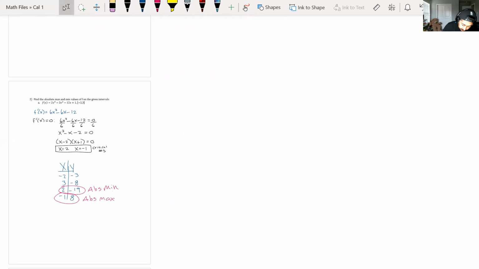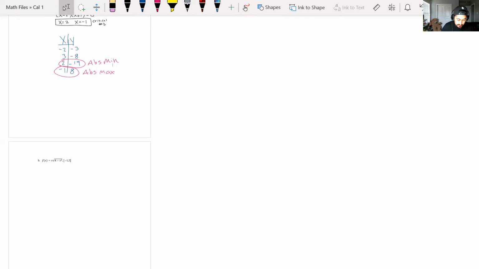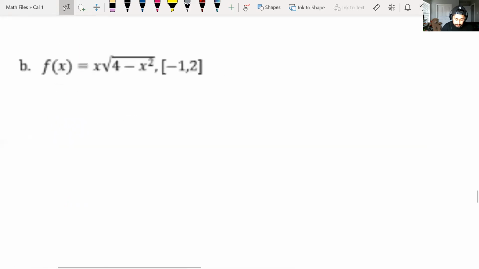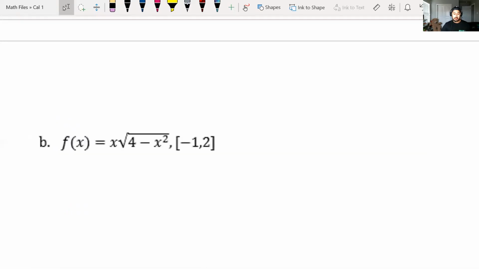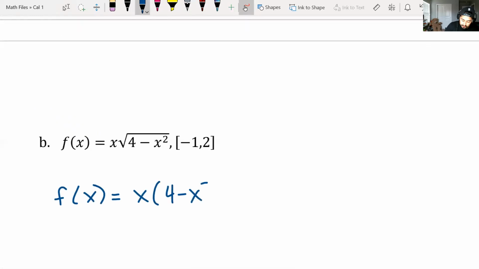Okay. Now part B. x times the square root of 4 minus x squared. So this is going to be a product rule. So let's make our lives easier here. F of x equals x times 4 minus x squared to the 1/2.